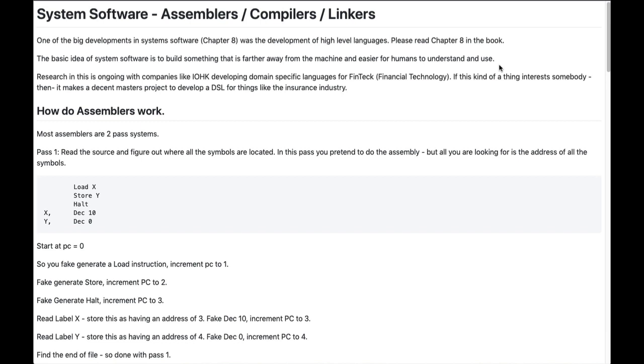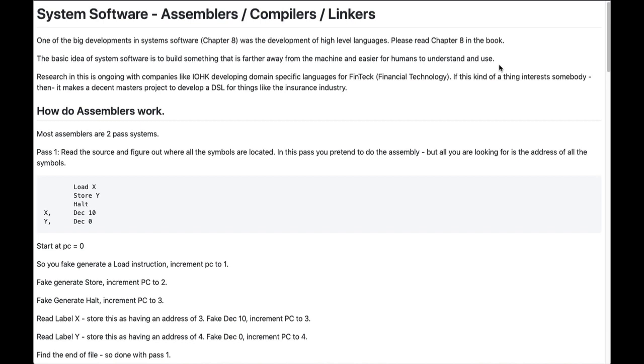The PC is currently 3, so we store that location 3 associated with X, and it's a decimal, so we increment one location because we're going to store one number there, but we don't actually generate the number. We just note that X is at location 3, and we go on to the next one and see that Y is at location 4, so we do the same thing again for Y.